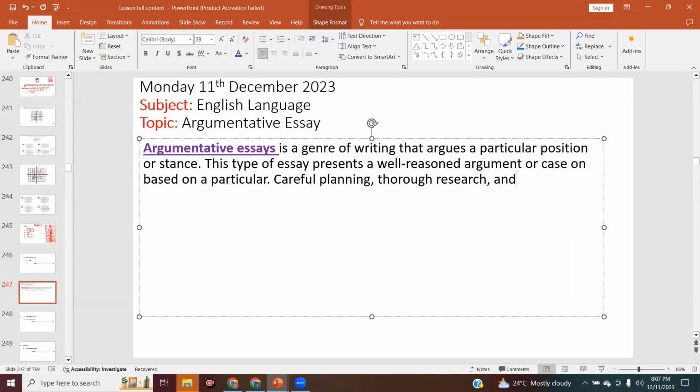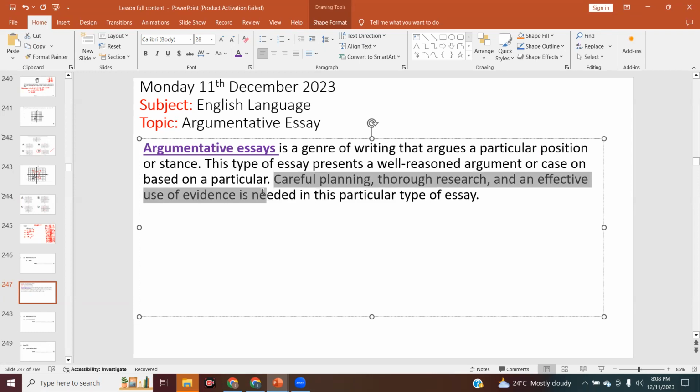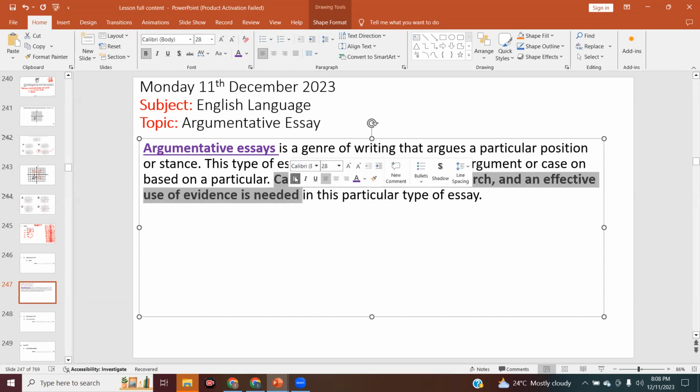And effective use of evidence is needed, or we can say is required in this particular type of essay. So what things are needed when you're trying to write an argumentative essay? Well, the first thing you need to do is plan. You need to plan, you need to research, and you need to use the evidence properly.